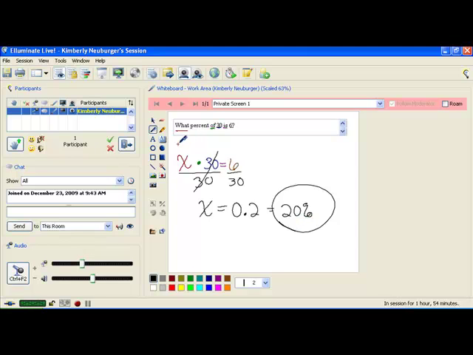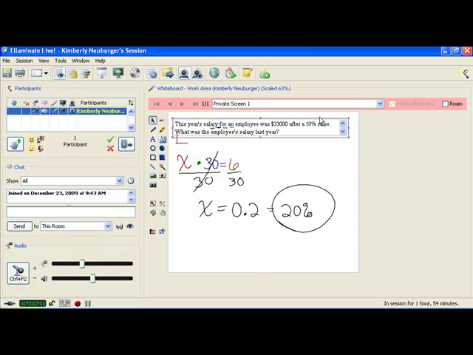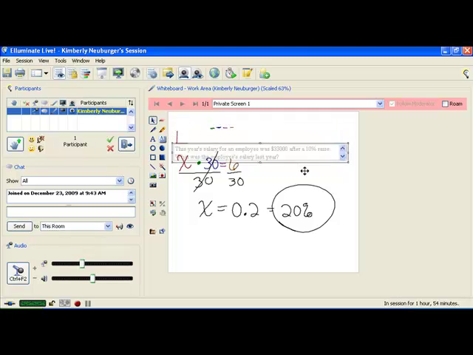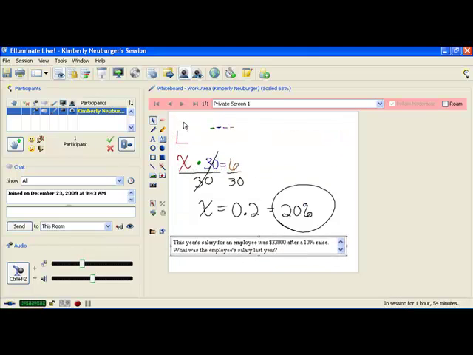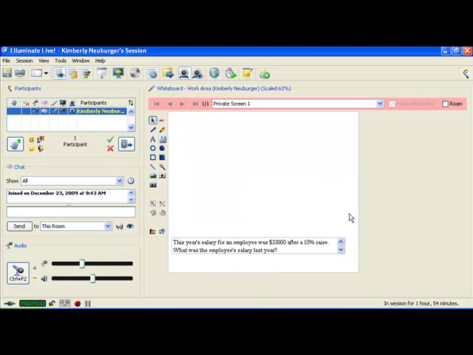So that's another type of a problem that deals with your percents and has things written in slightly different manner. Let's go ahead and erase this and take a look at one other type of problem.